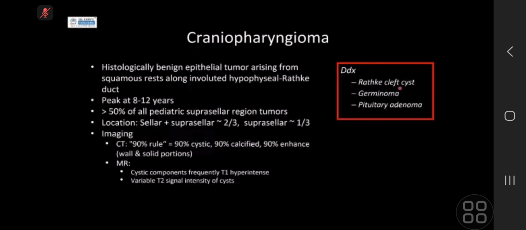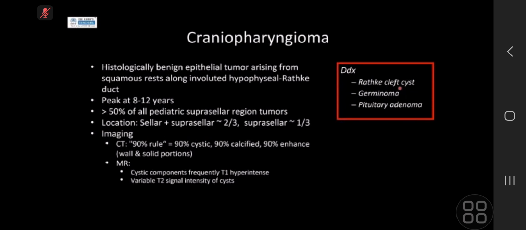There are two types normally. In kids you've got the adamantinomatous type, so it's mixed cystic solid, and of course you've got another one which is mostly solid. It's in adults. It's squamous papillary. Okay, it's a histologically benign tumor, and it arises, or rather I always think of it near the pituitary region, so the hypophyseal duct. The peak age is 8 to 12 years old, and it's very common.